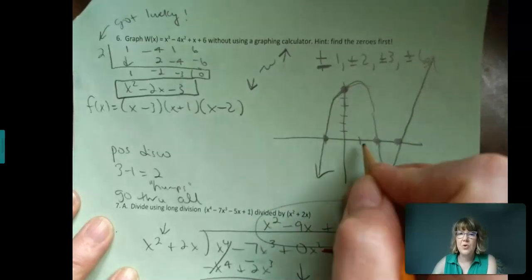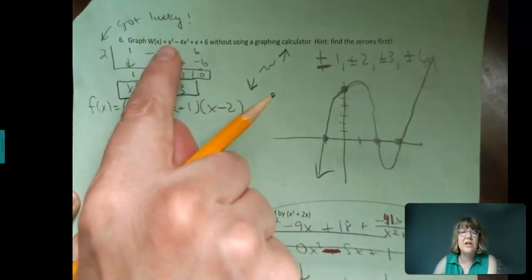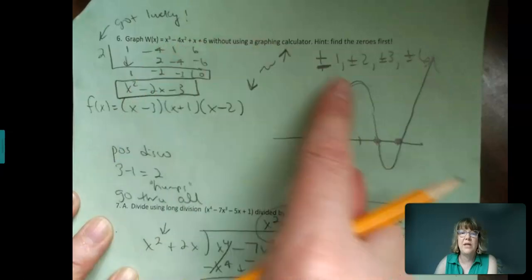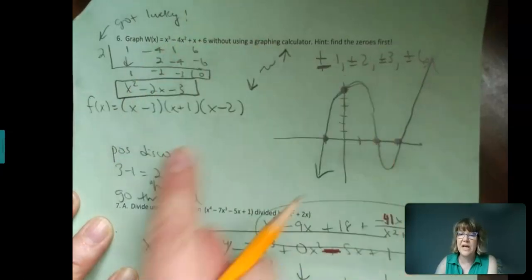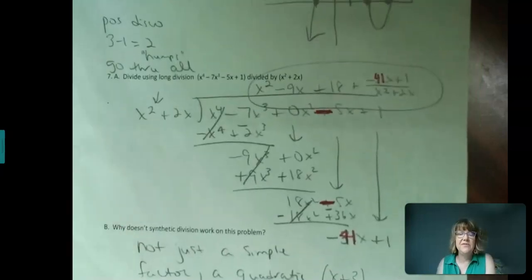This point, I don't really know. I mean, if you really want to know, you could sub in 1 and be more accurate there, but I don't really care. I just want to get the overall shape of the graph. Okay. All right. Divide using long division.